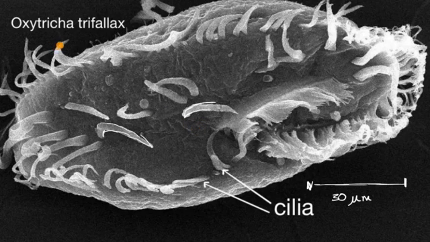Now, Oxytricha trifallax is particularly interesting as a eukaryote because it doesn't just have one nucleus. It can have two nuclei. And within the nucleus, its DNA can be extremely fragmented. Most organisms have a reasonable number of chromosomes. Human beings have 23 pair. That's actually a fairly large number. Oxytricha trifallax could have thousands of chromosomes.